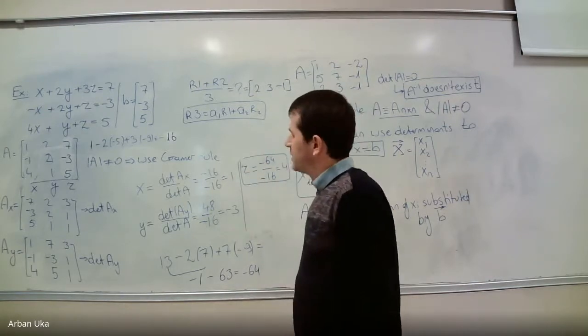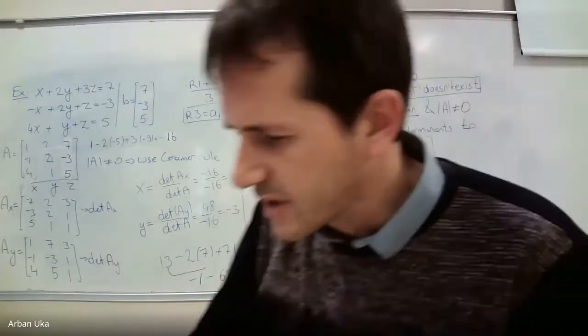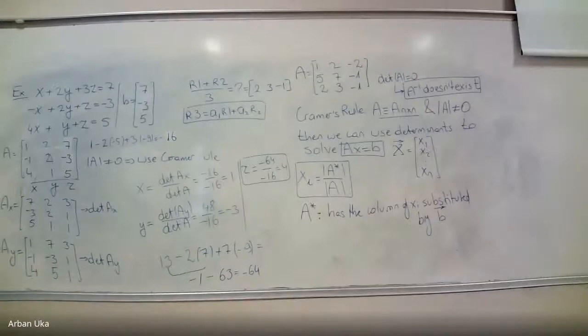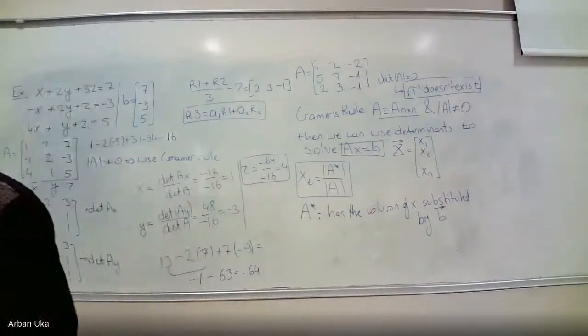Okay, so if these two conditions are satisfied, so that the matrix A is a square matrix and the determinant is different from 0, we can easily find these solutions using this specific rule. Okay, is it clear? So this was the Cramer's rule, and I think what time is it?